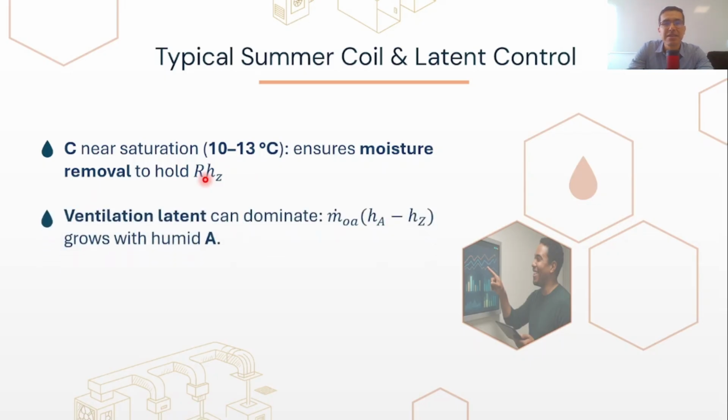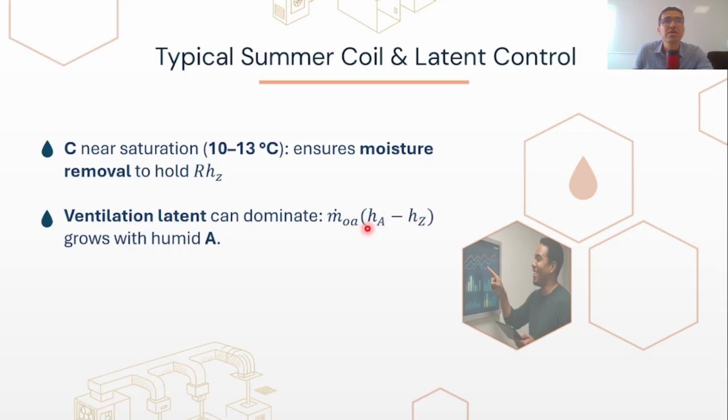And this ensures the moisture removal to hold the humidity ratio in the zone. This choice protects the humidity even when sensible loads are light. In humid climates, ventilation contributes to a large latent load. This is actually answering the question. The latent load in humid climates is big. It can even dominate the load in the coil.